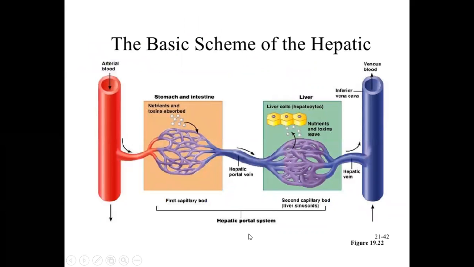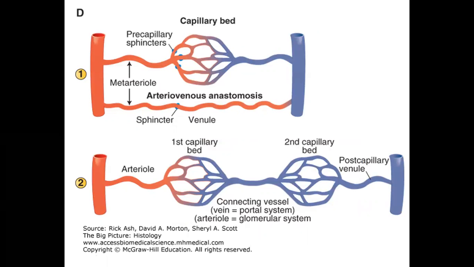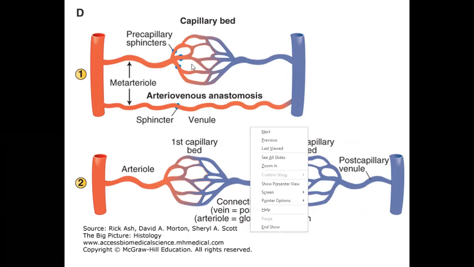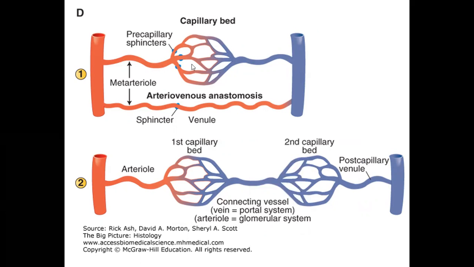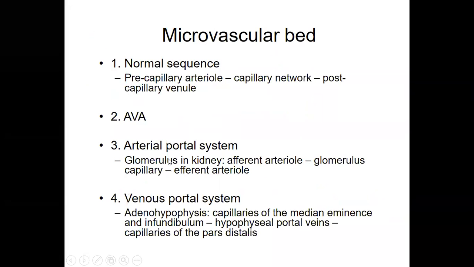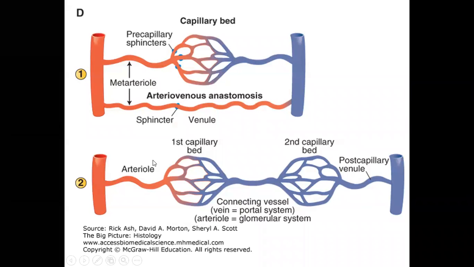I hope I have an example picture just to show you the portal system, whether it's the arterial portal system or the venous portal system. The arterial portal system, for example the glomerulus, has the efferent arteriole and efferent arteriole. But the venous portal system: adenohypophysis, capillary of the median eminence, infundibulum, hypophyseal portal veins, and capillary of the pars distalis.